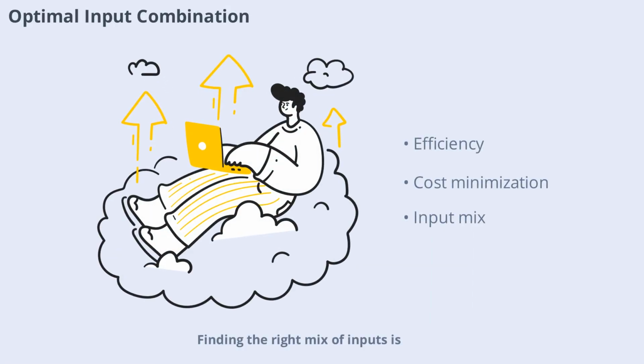Finding the right mix of inputs is essential for maximizing output and minimizing costs. Firms use production functions to determine the most efficient combination of labor, capital, and materials. This process is ongoing and adjusts as market conditions change.